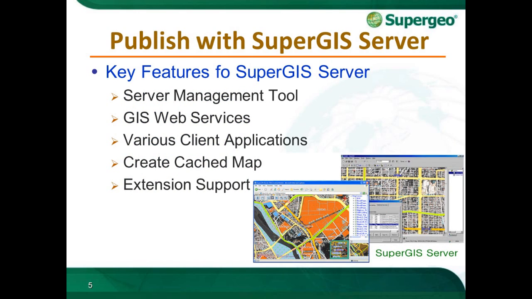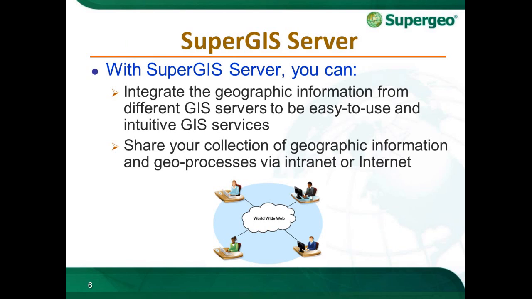Let's talk a little about the SuperGIS Server, which is a key element for online editing. All the services have to be published by the SuperGIS Server. It contains management tools and helps users publish GIS web app services and different client applications, create cache maps, and it supports different kinds of extensions. With the SuperGIS Server, you can integrate geographic information from different GIS servers into an easy-to-use and intuitive GIS service, and share your collection of geographic information and geoprocesses via the internet or the intranet.